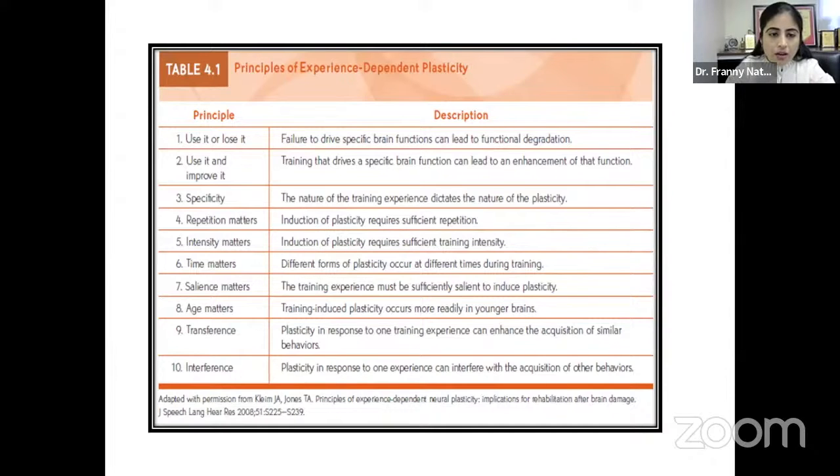Moving ahead, it says salience matters. Whatever activity we are making the patient do, it should make some sense to the patient. The patient should be motivated enough to perform that activity. The reason being, when we see the neuroplastic changes or the cortical remapping that takes place following the training, it is more when the patient is motivated to perform that activity.